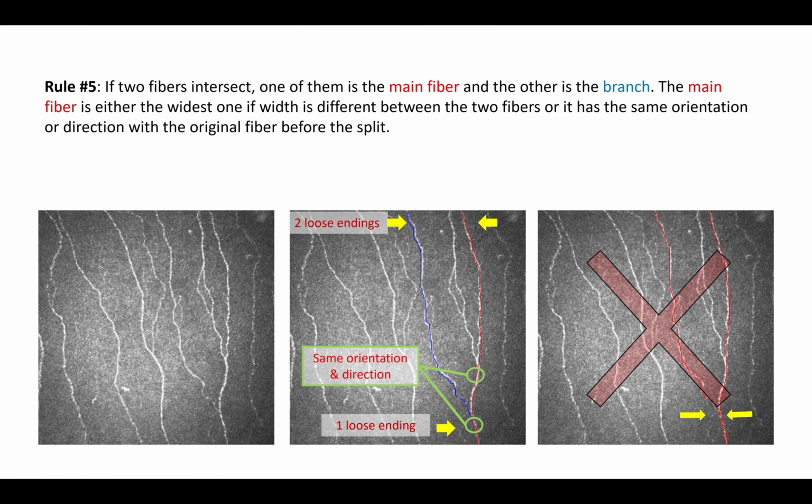Rule 5. If two fibers intersect, one of them is the main fiber and the other is the branch. The main fiber is either the widest one, if the width is different between the two fibers, or it has the same orientation or direction with the original fiber before the split.